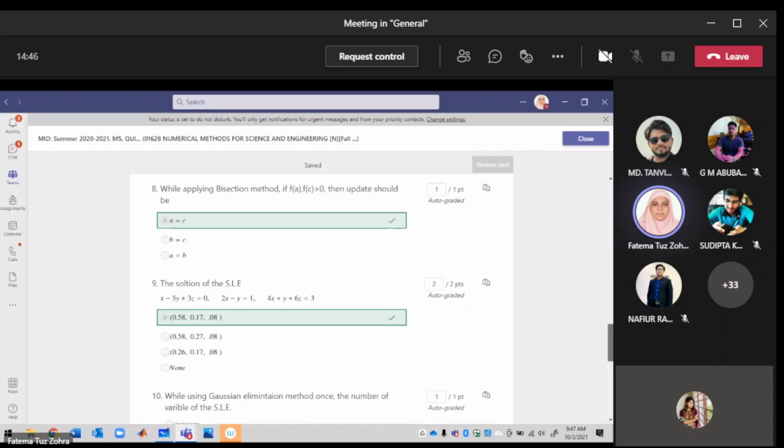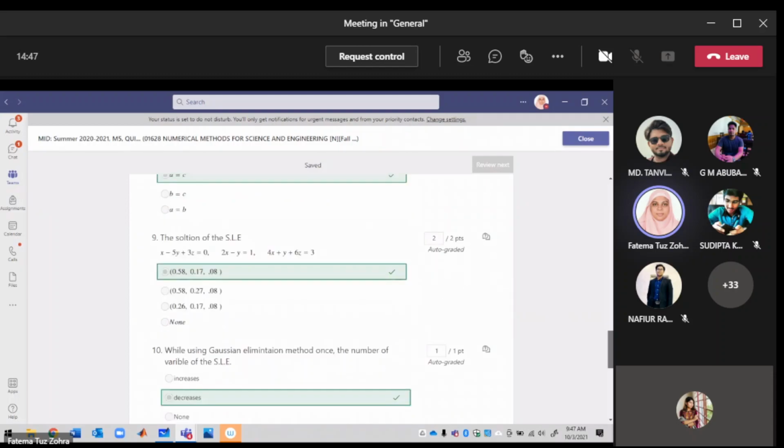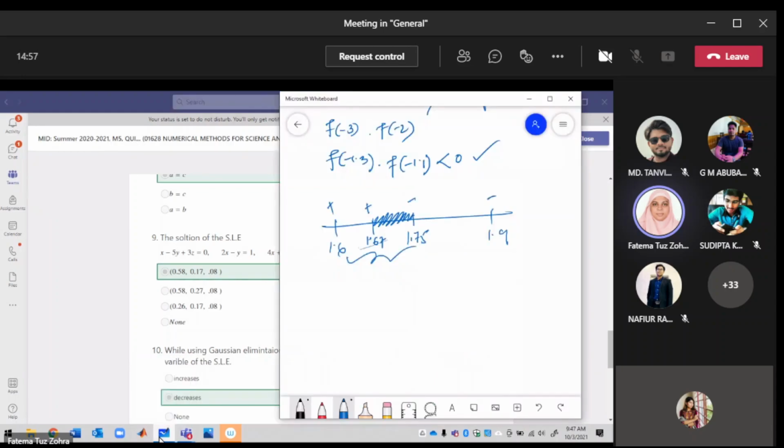Then the solution of the SLE is what? So how do you find the solution? You write down the program on MATLAB. How do you find out the solution? Miss, calculator equation solve. Okay, that is also another way.